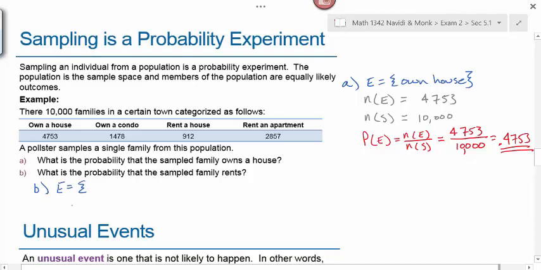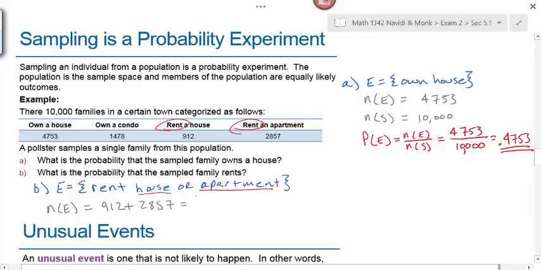On Part B, we're asked what is the probability that the sampled family rents? My event in words are people that rent what? What can they rent on this list? A house or an apartment. Because we were just told rent. There's 2 rents up here. You can rent a house or you can rent an apartment. To find the number of elements in my event, I need to add 912 to 2857.